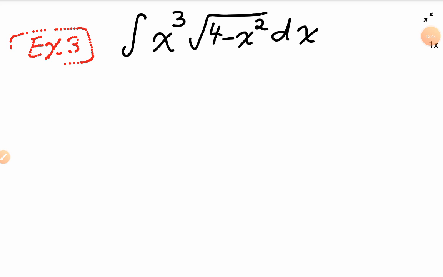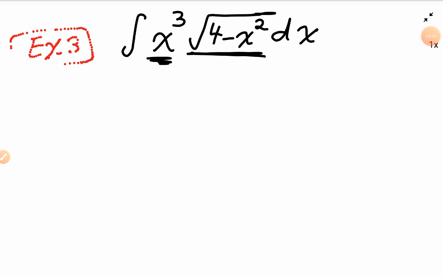And this case is very important to you. We said to choose u you should follow the LATE word, right? So LATE means logarithms, inverse functions, algebraic functions, trigonometric functions, and exponential. So we will find that we have x to the power of 3 is an algebraic function, and radical 4 minus x squared is also an algebraic function. So which one will be u? Both of them are algebraic functions.